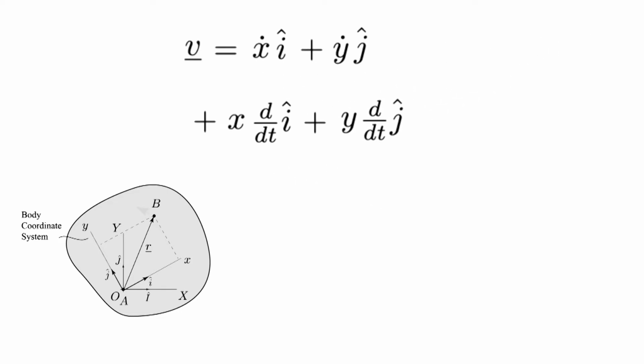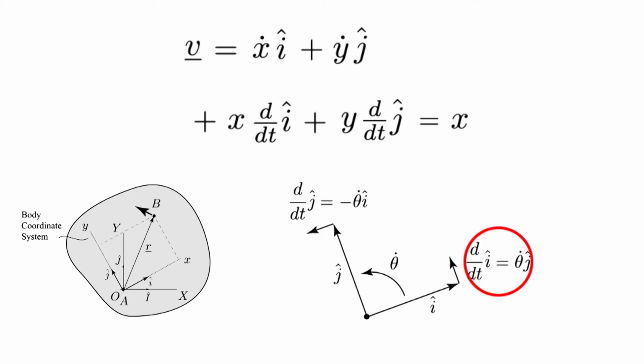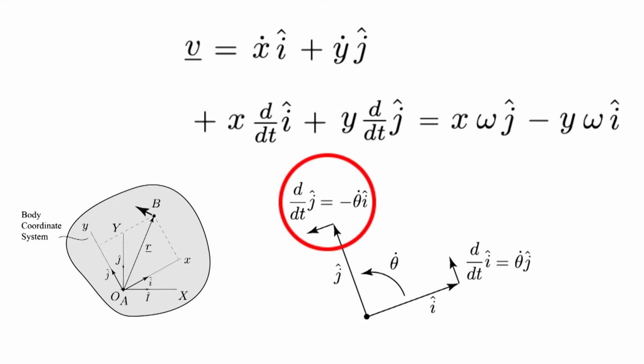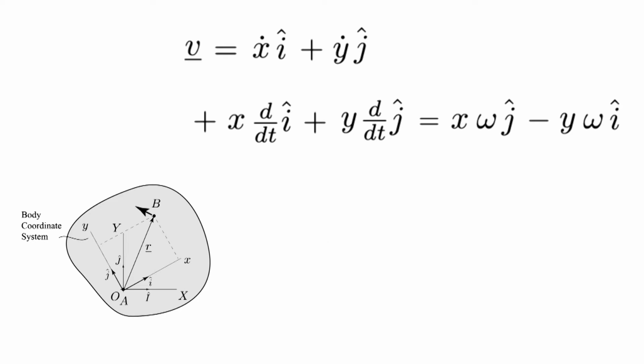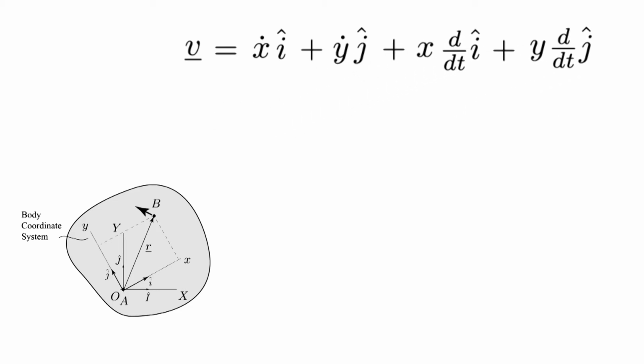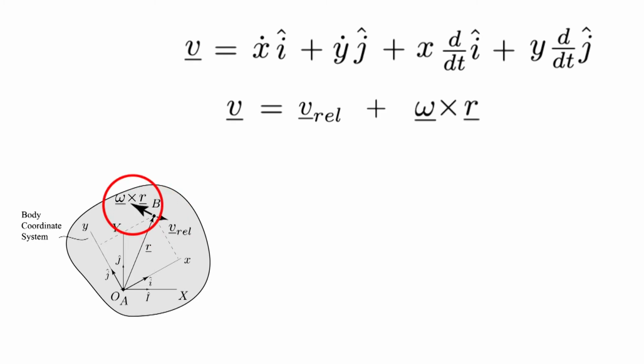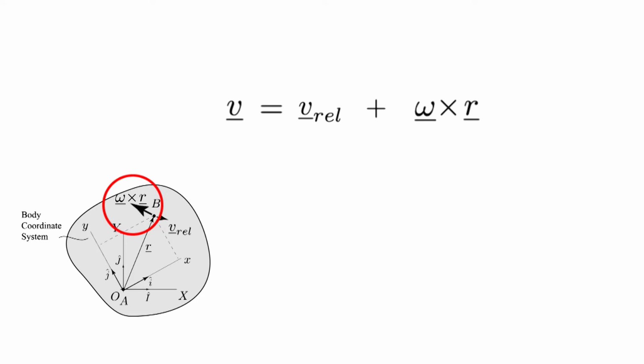These two terms involve the derivatives of the unit vectors. We recall that d i hat/dt is equal to omega j hat, and d j hat/dt is equal to minus omega i hat. When these are substituted, the result can be seen to be equivalent to omega cross r. So, the velocity of the point with respect to the fixed coordinate system consists of two components: V_rel, the contribution from the point's motion with respect to the body coordinate system, and omega cross r, the contribution from the rotation of the rigid body.